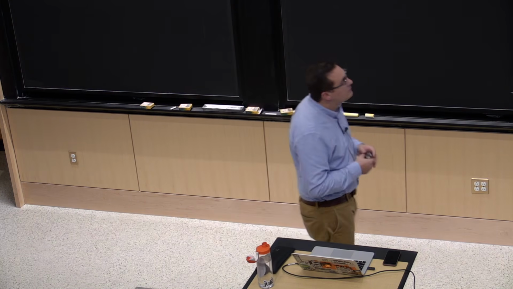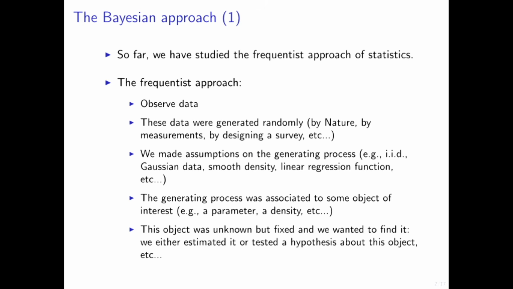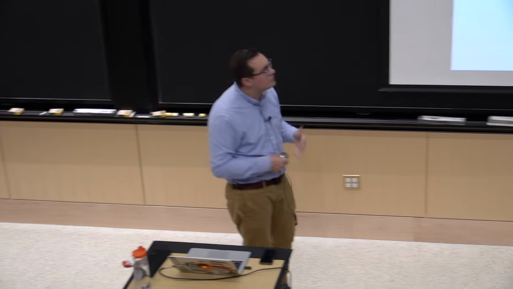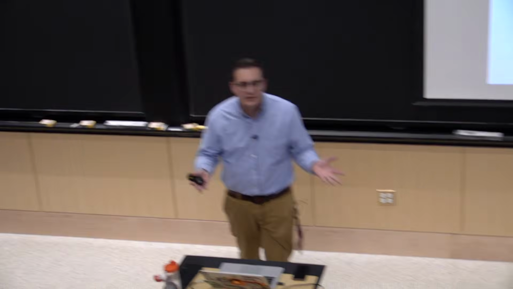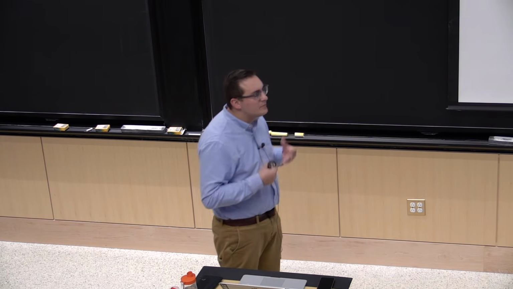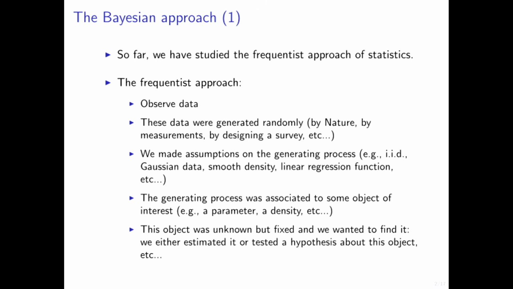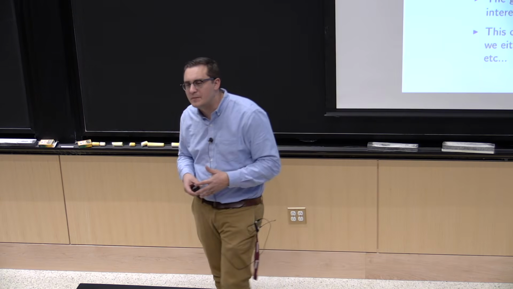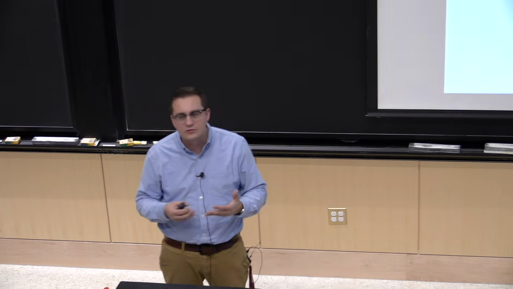So let's see how we did it. The first thing, we had data. We observed some data, and we assumed that this data was generated randomly. The reason we did that is that this would allow us to leverage tools from probability. So let's say by nature, measurements, you do a survey, you get some data. Then we made some assumptions on the data generating process. For example, we assumed they were IID. That was one of the recurring things. Sometimes we assumed it was Gaussian if we wanted to use, say, a t-test. Maybe we did some nonparametric statistics, so we assumed it was a smooth function, or maybe a linear regression function. So those are our modeling.